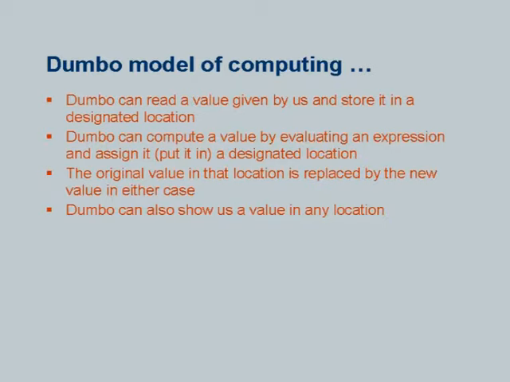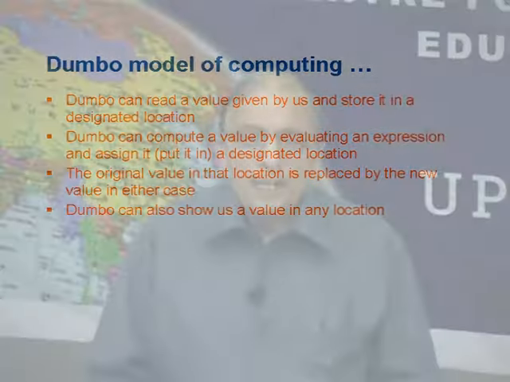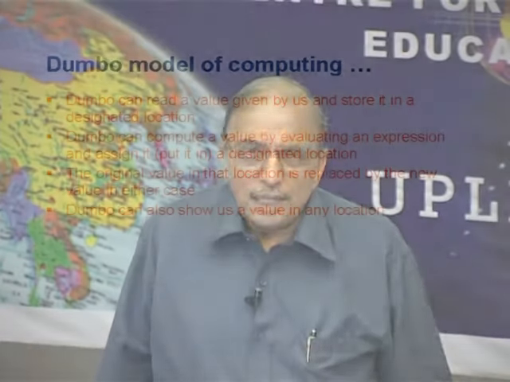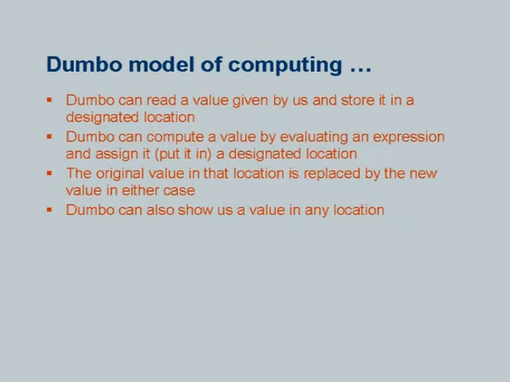It is useful to repeat to our students that input operation and assignment operation are the only two operations which can change the value of a variable or the value of a tagged location. Lastly, Dumbo can show us a value in any location, which is actually the equivalent of an output statement. Having reiterated these simple things, we now move over.